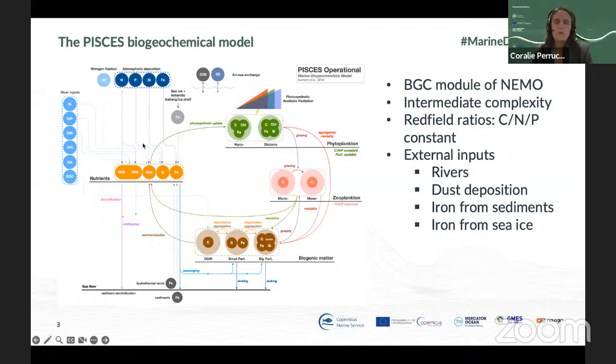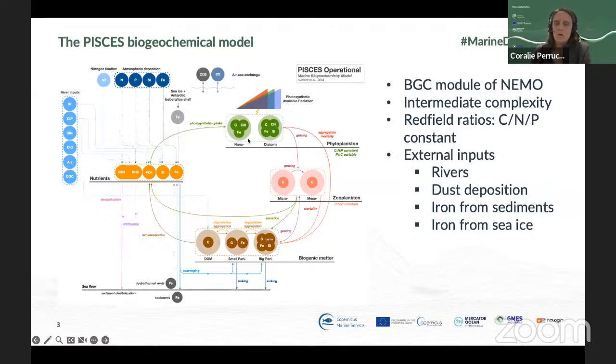Here, with two phytoplankton generic species, two zooplankton species, and three detritus compartments. And in both phytoplankton species, we distinguish the content in carbon, in chlorophyll, and in iron. In diatoms only, we distinguish the content of silicate.